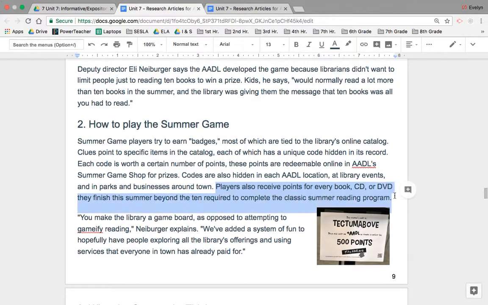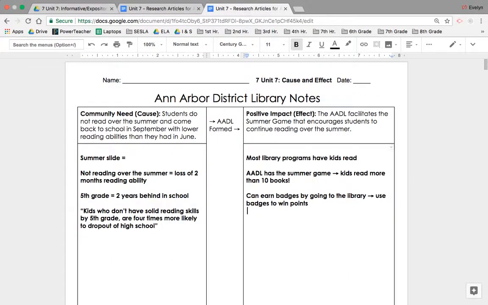I might also write this. Players receive points for every book, CD, or DVD they finish beyond the 10 required to complete the classic summer reading program. In my own words, I could say you can get more points for reading more than 10 books. Notice I'm putting that in my own words.